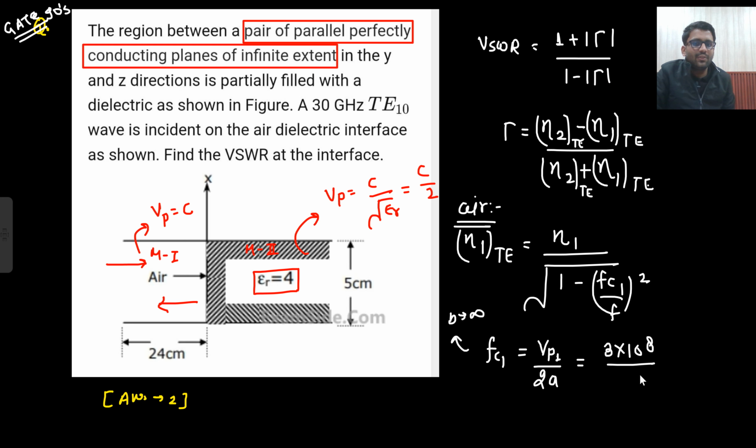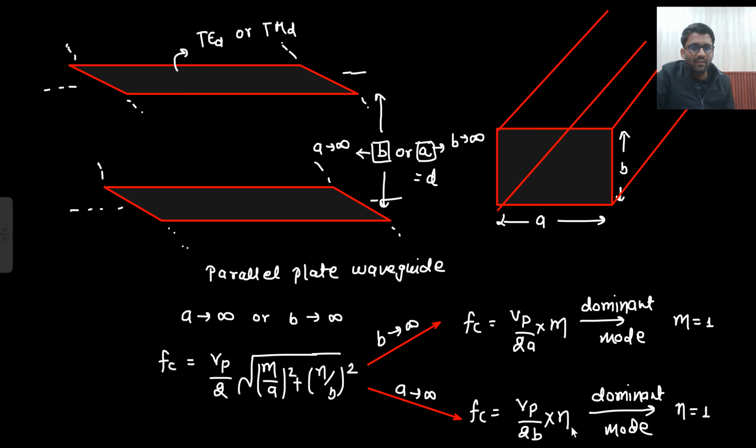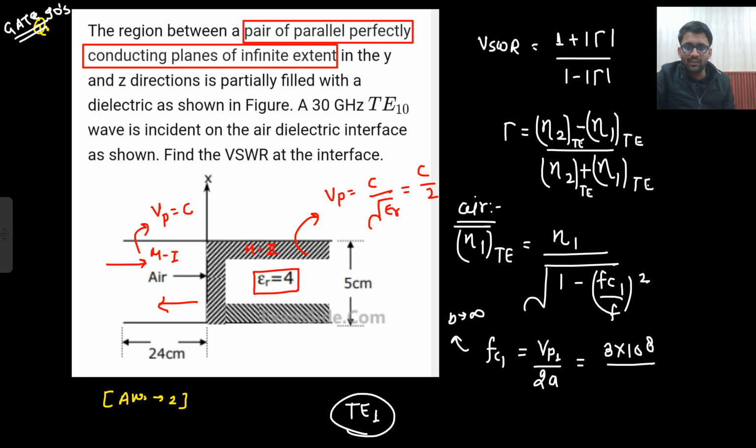Here they have written 1 0. Ideally they should have written TE1. This is the mode, TE1. That means the value of M, or you can take N, is 1 only. And this A is replaced by D. That means this separation is D, the distance between two plates is D. The cutoff frequency is Vp by 2D into M. Now the M value can be 1, 2, 3, anything you can put. Are you getting this point? Right? So this is shown as only TED.